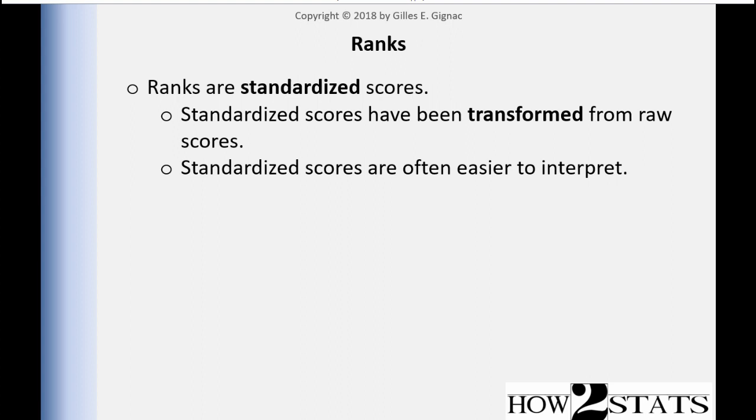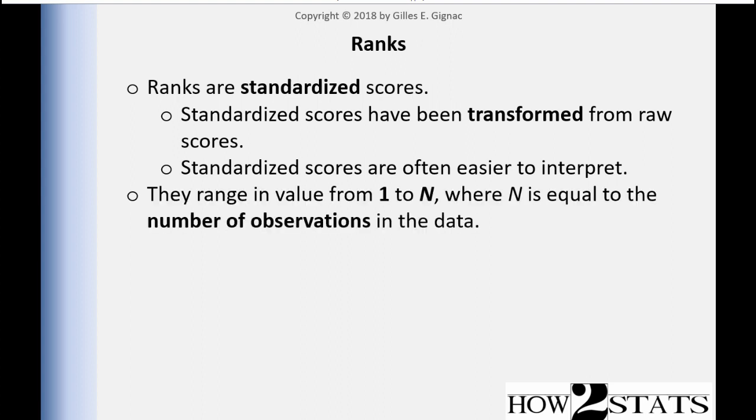So in many scientific disciplines, particularly the behavioral sciences, I would say, the raw scores obtained from a measure are not that interpretable. But if we transform them into a standardized score, they can be interpreted in a meaningful way, and ranks are one of the most basic standardized scores that can be calculated.